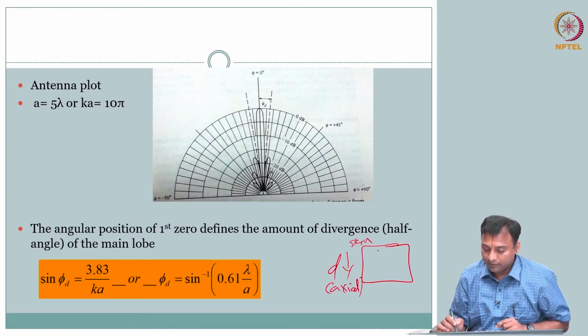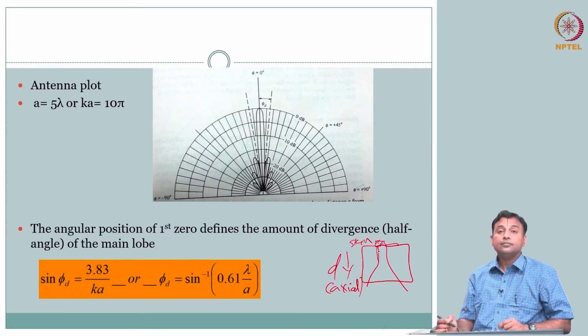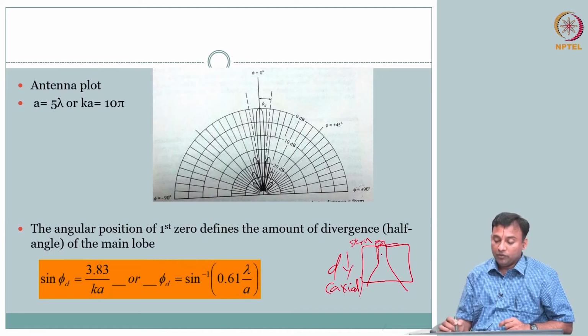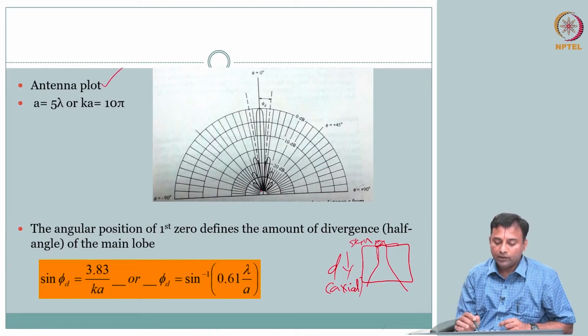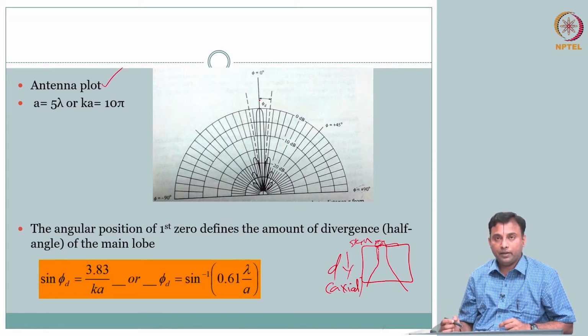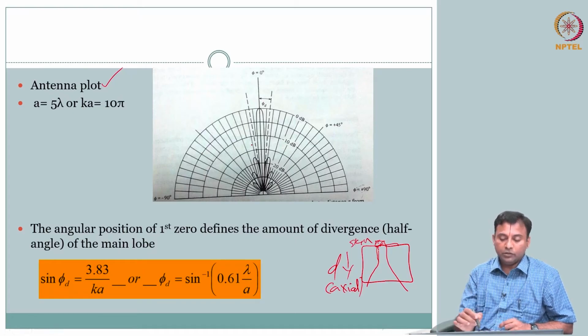But what we are interested in is spreading in the other direction. So we are talking about this direction. If I have to plot this, this is my transducer. Typically, how do they represent it? They represent it in terms of an antenna plot, where you see there is an angle of divergence. You can calculate the angle of divergence using this.